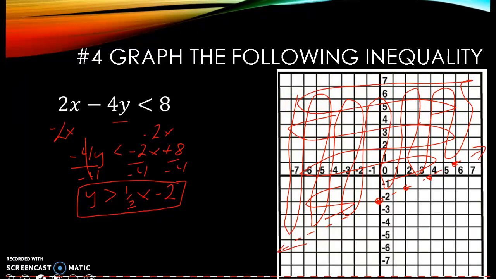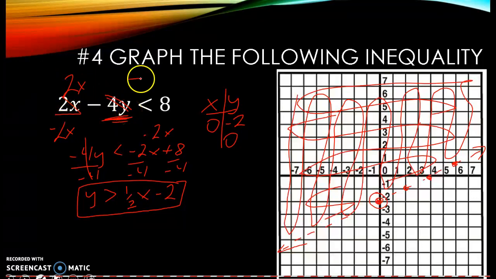Now I said that there were two ways to do this one, and there are. The other way to do this is to make an x and y chart and plug in zeros to find the intercepts. So for example, if x is 0, that means 2 times 0 is 0. This is not going to be there, which means negative 4 times y is 8. Well, negative 4 times negative 2 is 8, which means y must be negative 2. That means our y-intercept is right here at negative 2. Then if I let y be 0, that means this whole term is going to be 4 times 0, which is 0. This is not going to be there, which means 2 times x equals 8. If I divide by 2, then x is 4. That means my x-intercept is 4 right here.